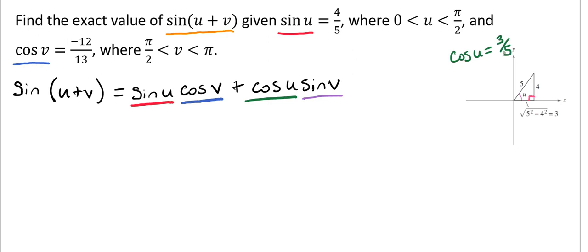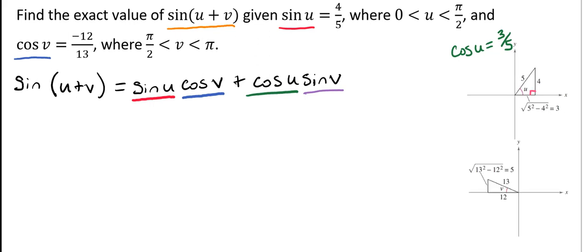Now to find our sine of v, we're going to need to look into our second quadrant. So looking at our second quadrant and knowing that the cosine of v is -12/13 allows us to draw the right triangle that has a horizontal distance of 12 and a hypotenuse of 13. Using Pythagorean's theorem, we can find our missing side to be a 5, which is going to tell us that our sine of v is going to be 5/13. So now we can take the values we have and we can plug those in.